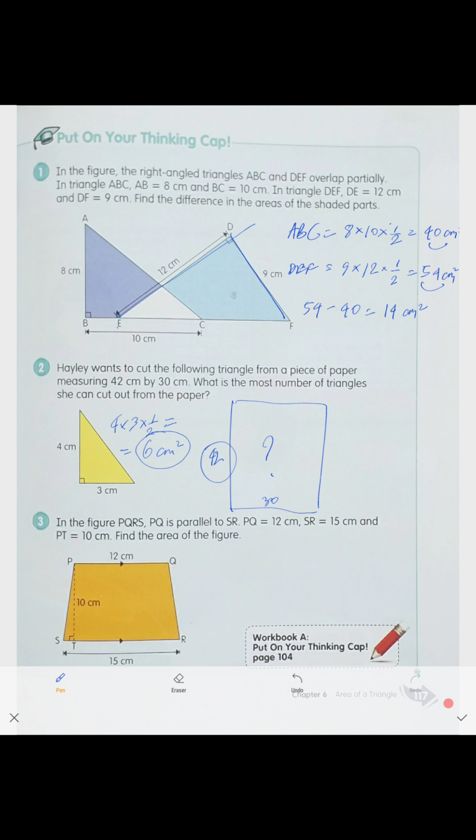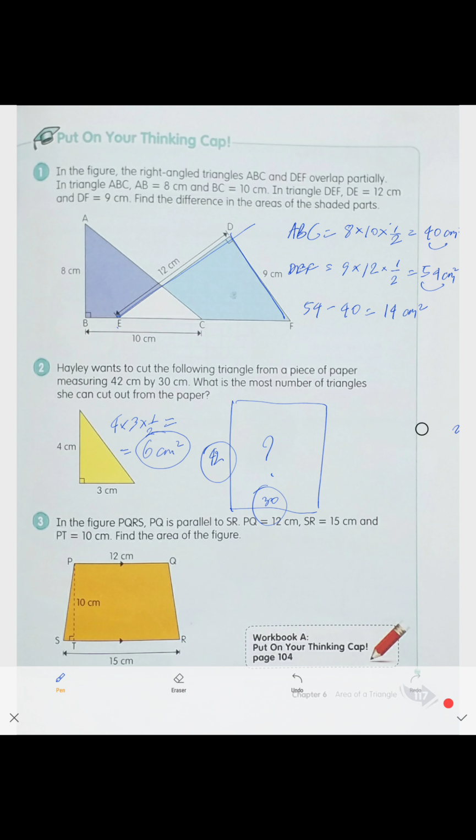And now we need to find this area too, right? So the area of the rectangle is simply 42 times 30. Okay, so 42 times 30 is 1,260 square centimeters. Well, something is odd, right? We cannot just divide the area. So it makes us think, what do we need to do?